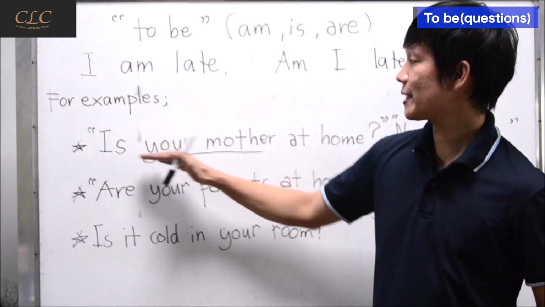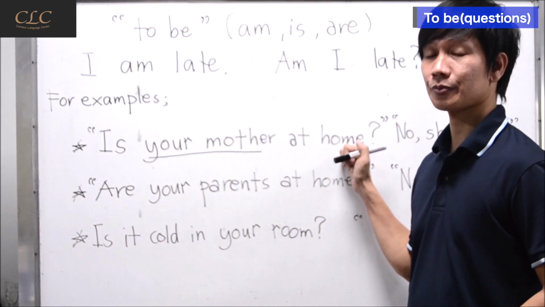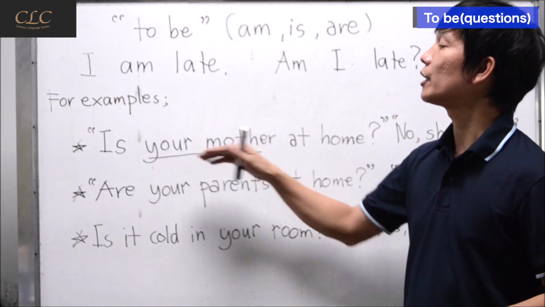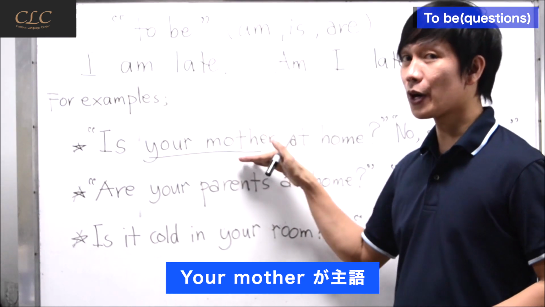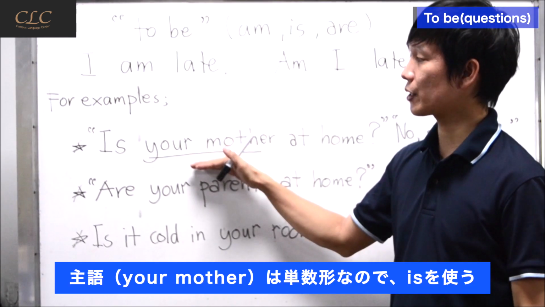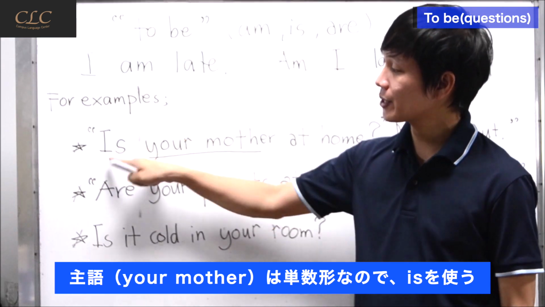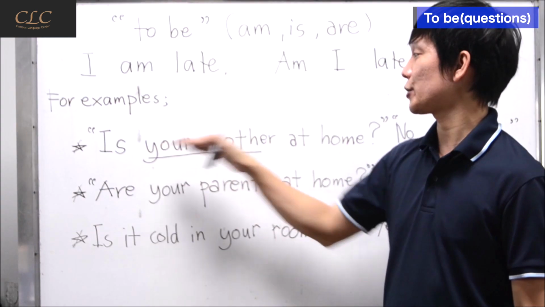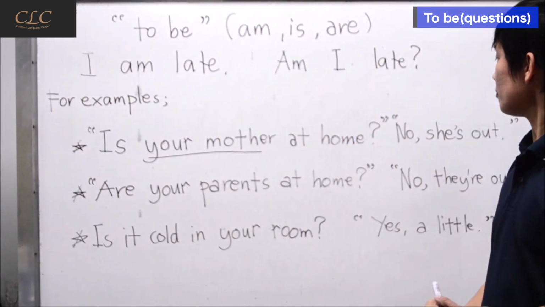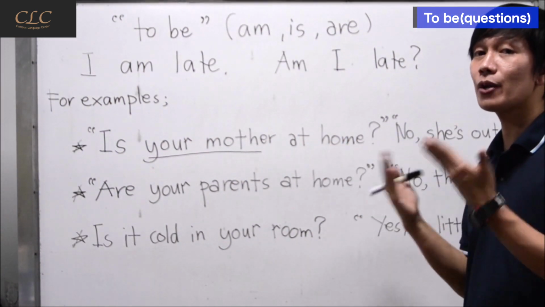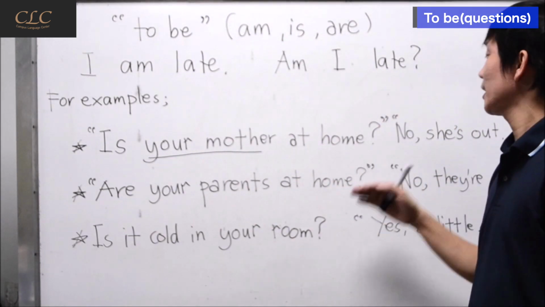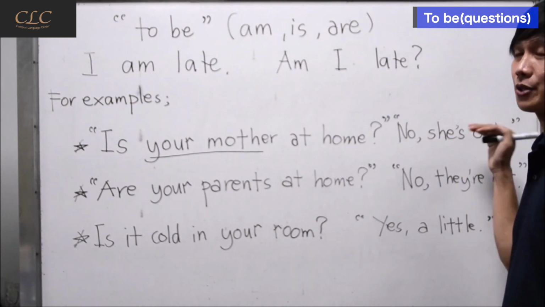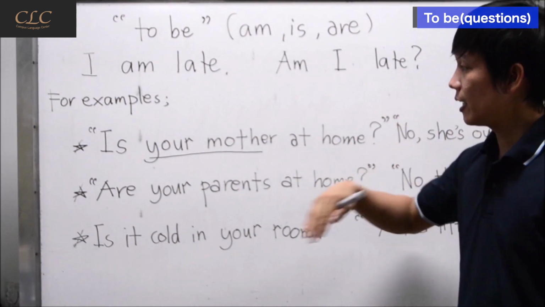So guys, we have here more examples. Is your mother at home? What is the subject of this question? The subject is your mother. Your mother is only one, so it's singular. So we have to use is. Not am, not are, but is. Is your mother at home? And then this is a question, so how do you answer that? You should say, no, she's out.